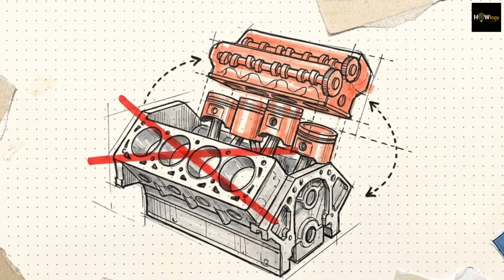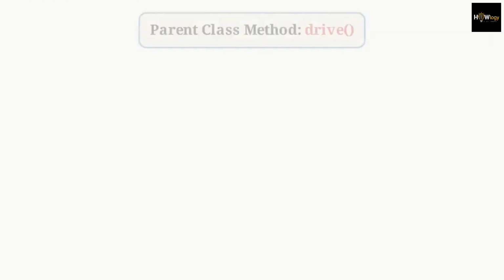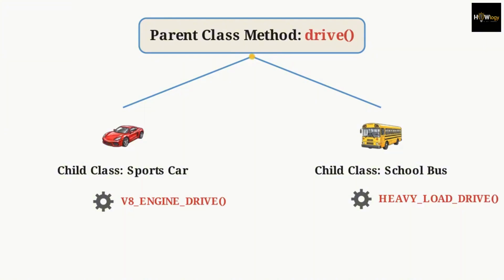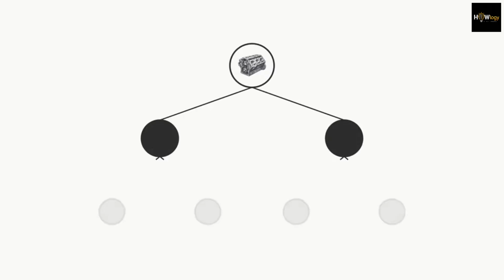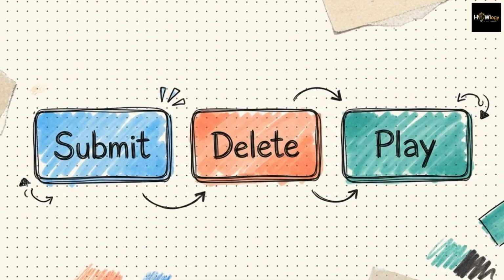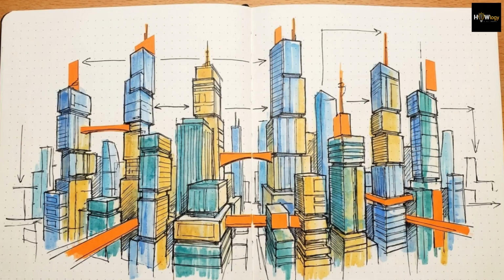Technically, this is executed through method overriding. If a sports car and a school bus both inherit a drive command from their parent class, the child class can rewrite that specific behavior to suit its exact needs. Inheritance saves time by establishing a family tree, while polymorphism allows individual objects to adapt to their context, providing a structure that remains manageable even as the software grows in complexity.